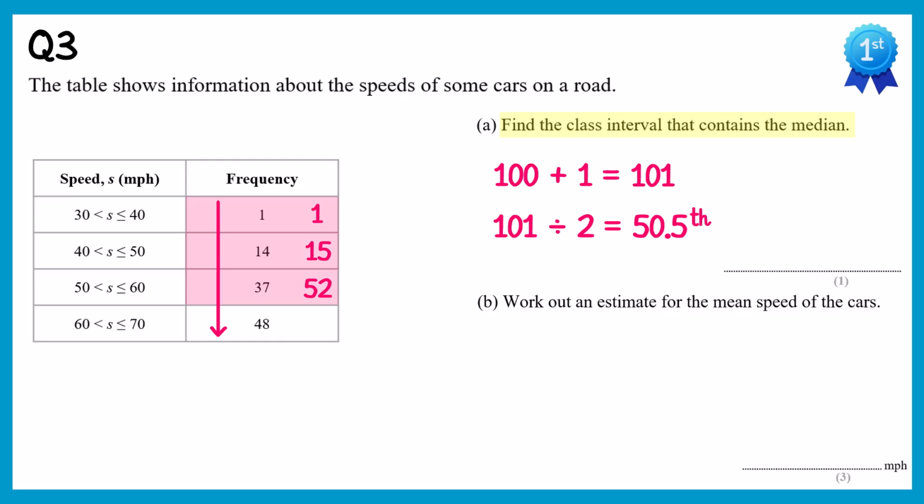We need to write the answer as the class interval, and that was cars with speeds between 50 and 60. So that's exactly what we write down. 50 is less than s is less than or equal to 60.